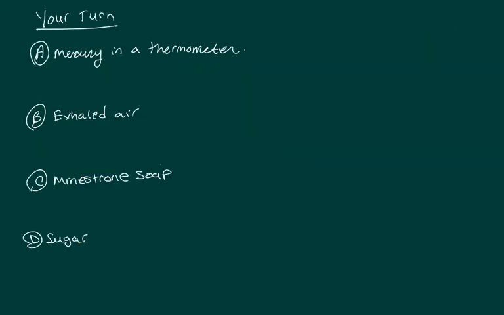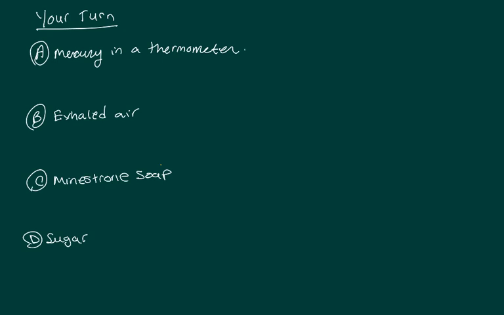So I want you to go ahead and try this on your own and replay this video to see if you got the correct answers. I want you to classify each type of matter as a pure substance or a mixture. And if it is a pure substance, classify it as an element or compound. If it is a mixture, classify it as homogeneous or heterogeneous.